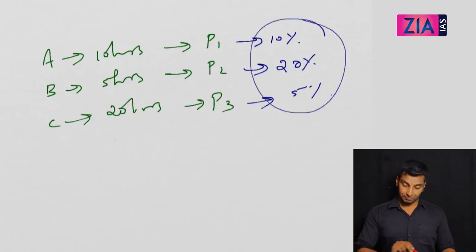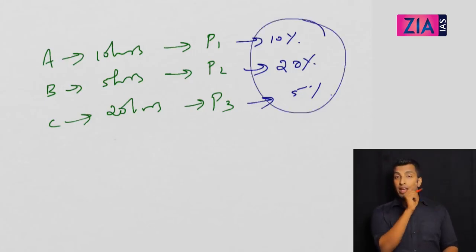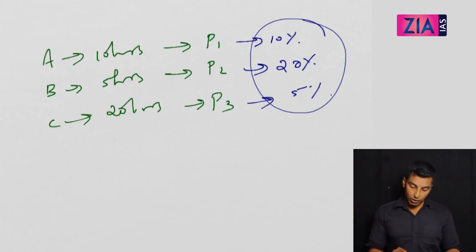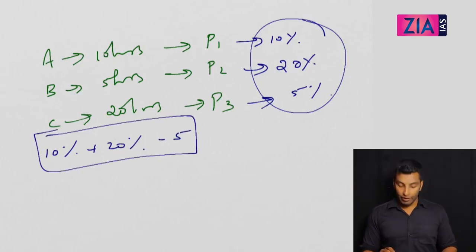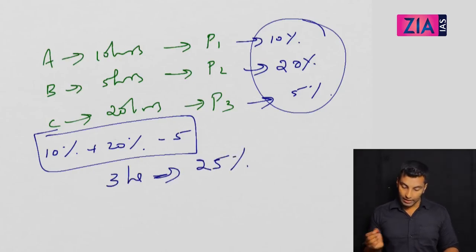Now the question is, starting from A, every alternate hour you will change. So P1 will be open, P2 will be open, P3 will be open. In the first hour P1, second hour P2, third hour P3. So in the first hour what is going to happen? 10% is filled. Second hour, how much? 20% is filled. Third hour, 5% emptied. So after third hour what is happening? After the completion of third hour, 25% of the tank is filled.